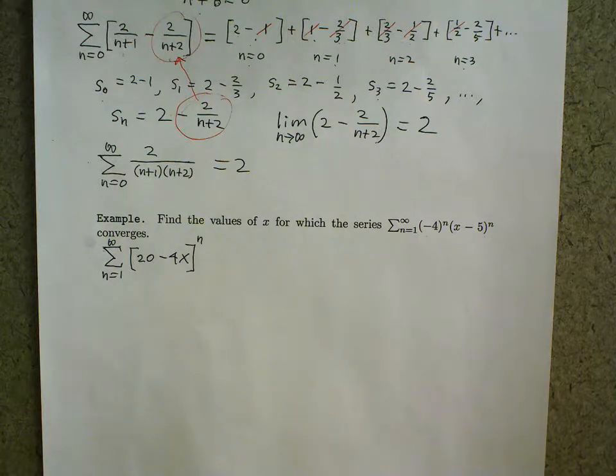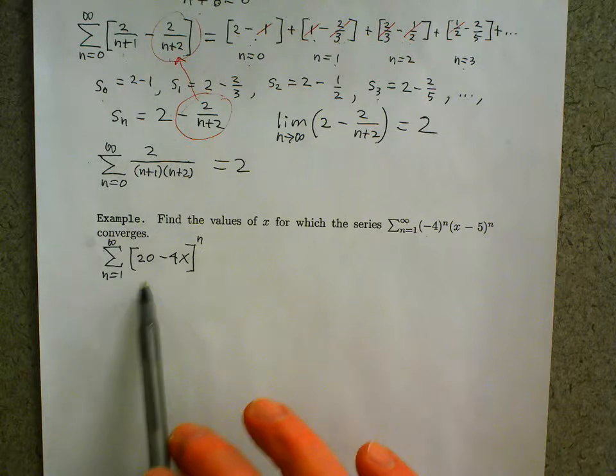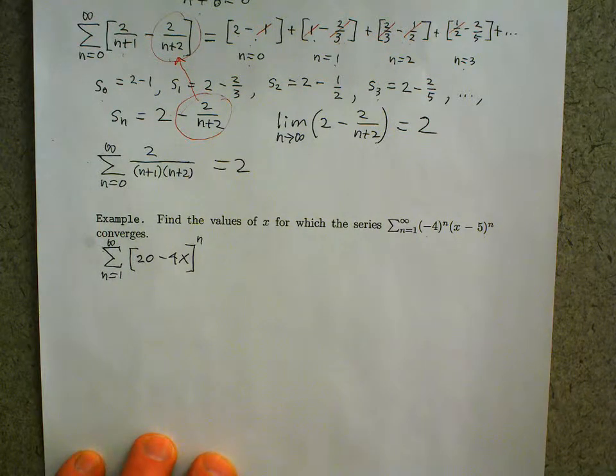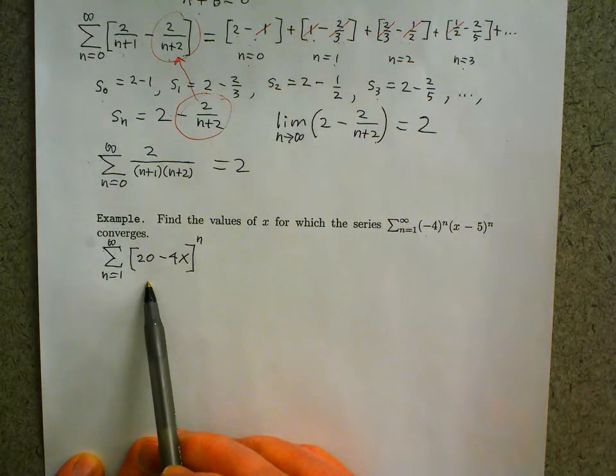All right, so now we can identify what the common ratio is because we have an expression raised to the power n, and n goes from 1 to infinity. So the common ratio is just 20 minus 4x. Before proceeding, though, let's get this into the form that we want.